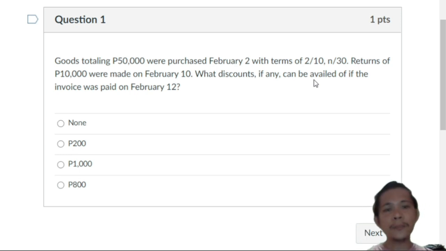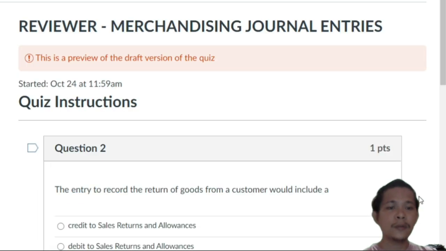Now, if we will compute for the discount, eto yung ating discount, 2%. I-multiply natin yung 40,000 with your 2%, ang makukuha ninyong sagot ay 800 pesos. Okay? So, the answer is 800 pesos. Next tayo for question number 2.